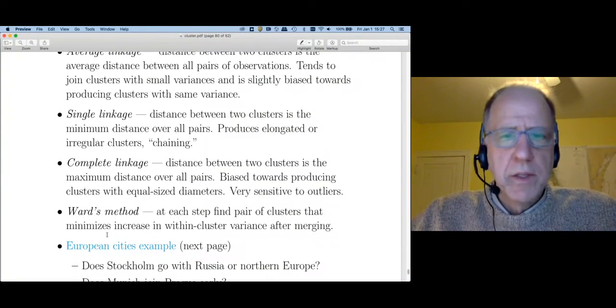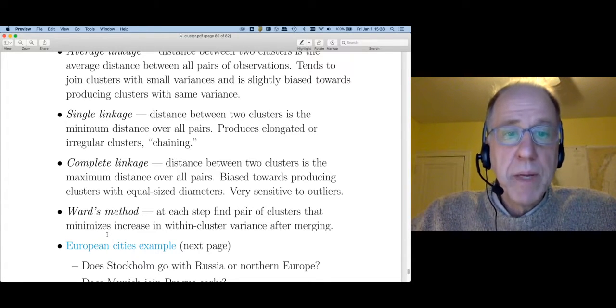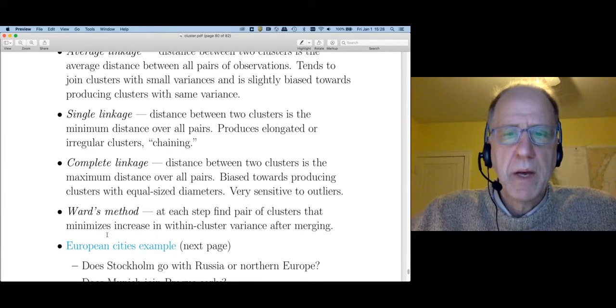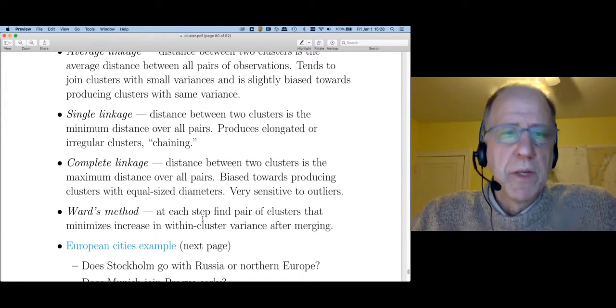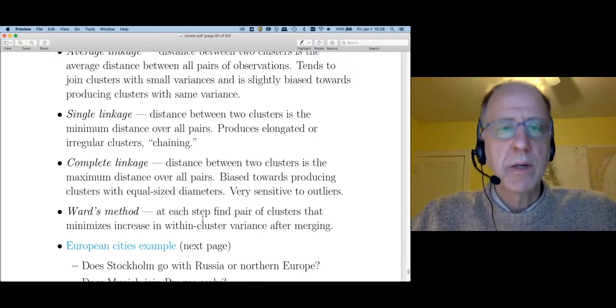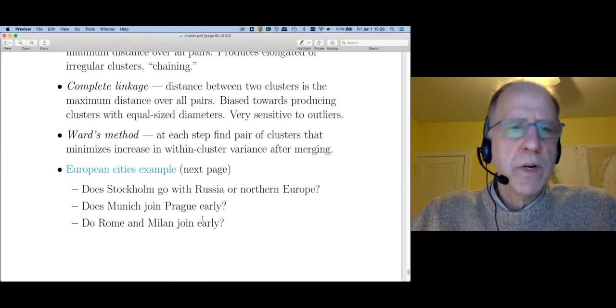Ward's method is going to be more like k-means, in that at each step, we're going to try to find a pair of clusters that would minimize the increase in the within-cluster variance after merging it. So in essence, it has the same objective function as k-means. It's just that we're getting there in a hierarchical way, as opposed to the approach followed by k-means. Let's go over an example.